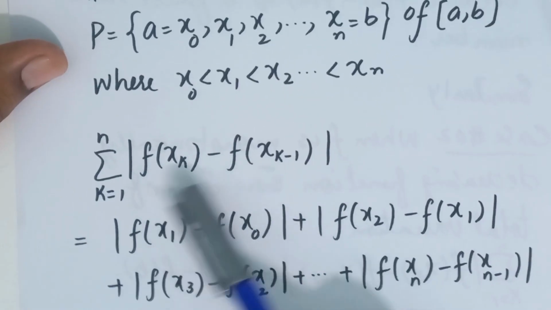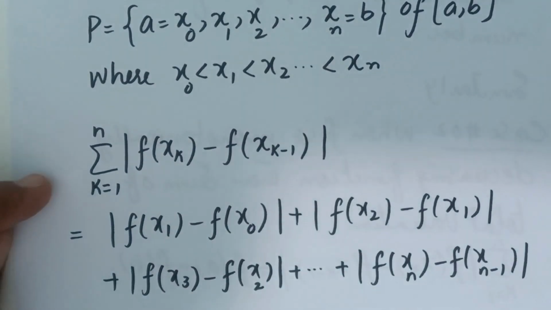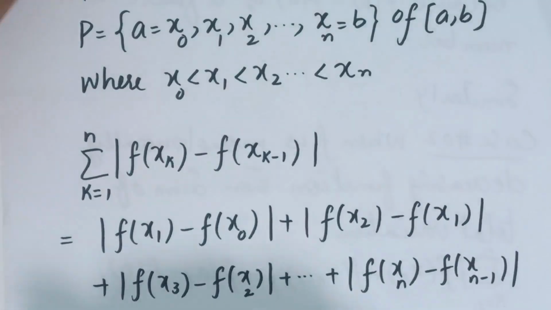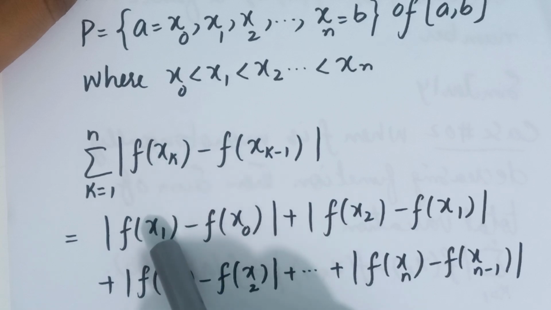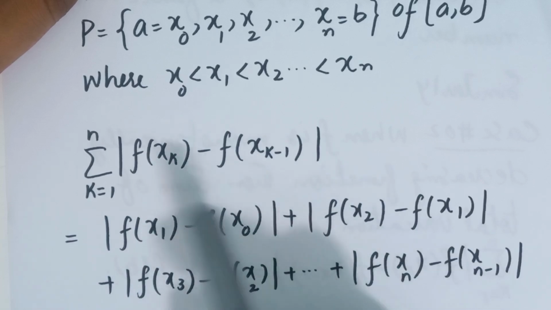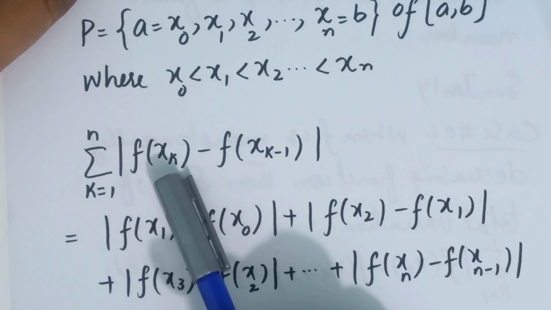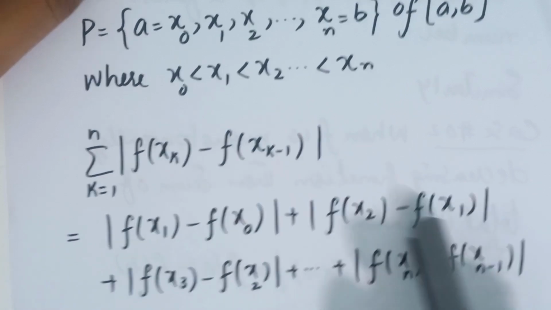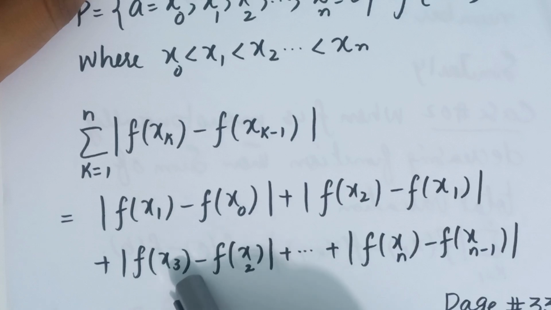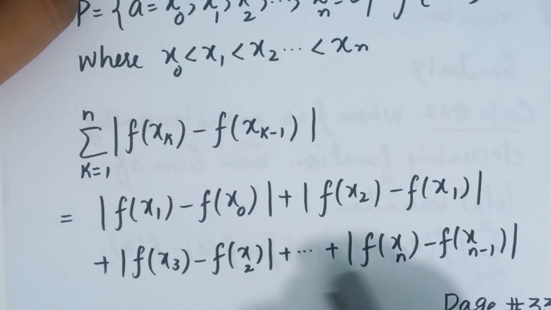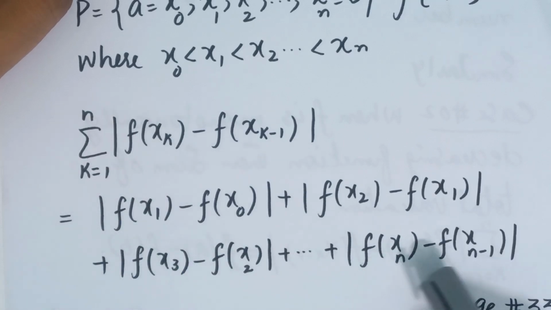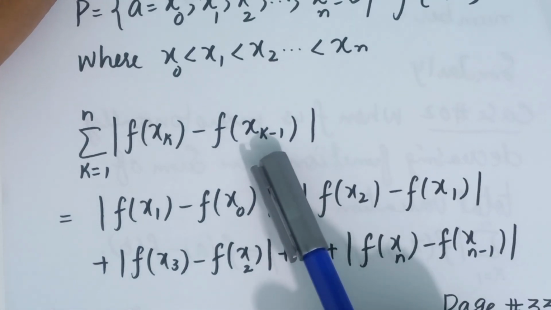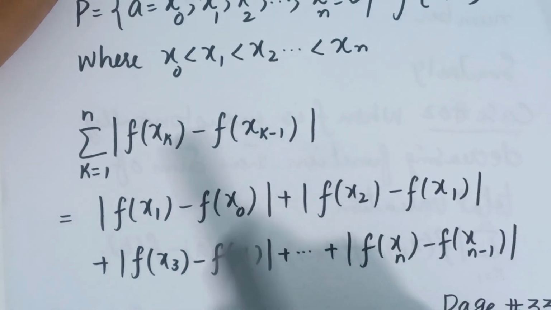So this sum can be opened as f of x1 minus f of x0. By putting k equal to 1 here, this will become f of x1 minus f of x0, plus by putting k equal to 2, this will become f of x2 minus f of x1. By putting k equal to 3, this will be f of x3 minus f of x2, and so on. By putting the last number k equal to n, this will become f of xn minus f of xn minus 1. So this is the expanded form of this sum, and this sum is actually the sum of total variation.